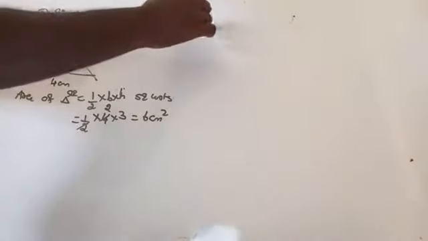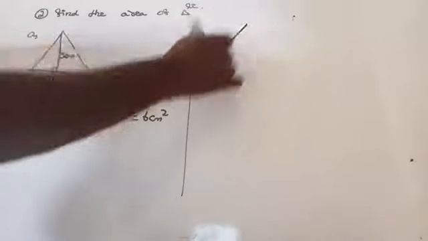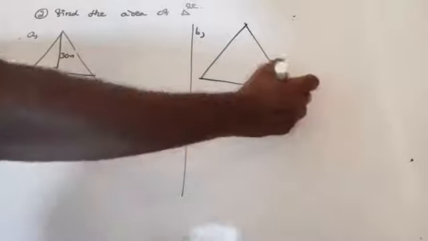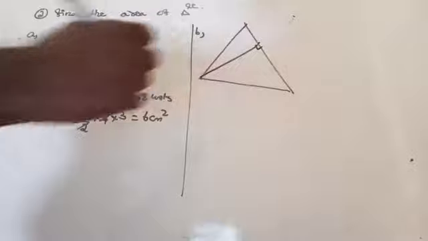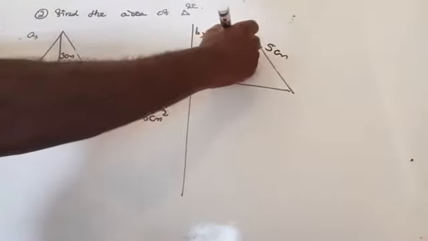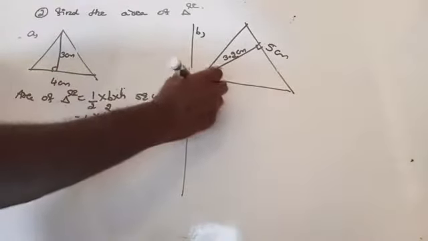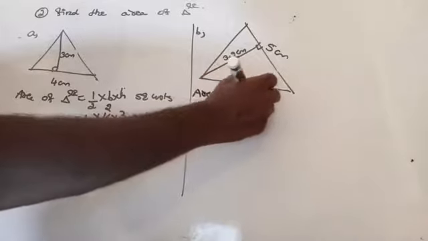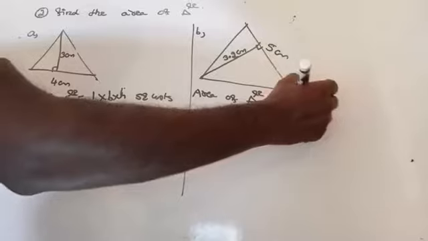Then look at the next one, that is part B. One triangle is given, base is 5 centimeter and height is 3.2 centimeter. Now area of triangle is what? Area of triangle is half into base into height, square units.